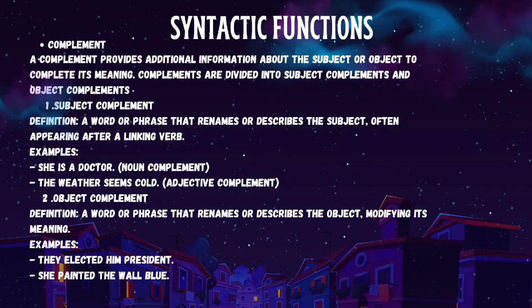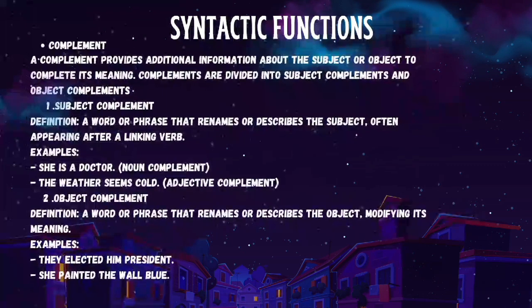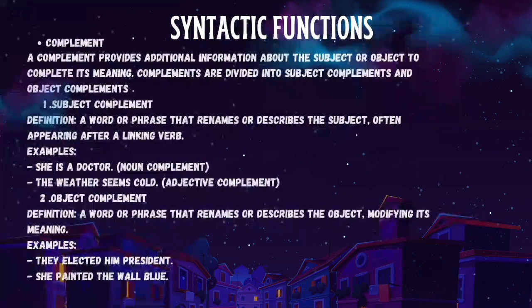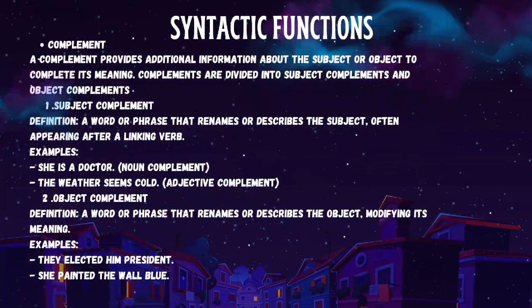Complement. A complement provides additional information about the subject or object to complete its meaning. Complements are divided into subject complements and object complements. 1. Subject complement. Definition: a word or phrase that renames or describes the subject, often appearing after a linking verb. Examples: She is a doctor. Noun complement. The weather seems cold. Adjective complement.